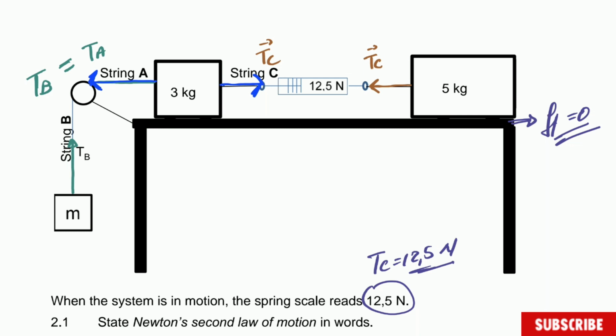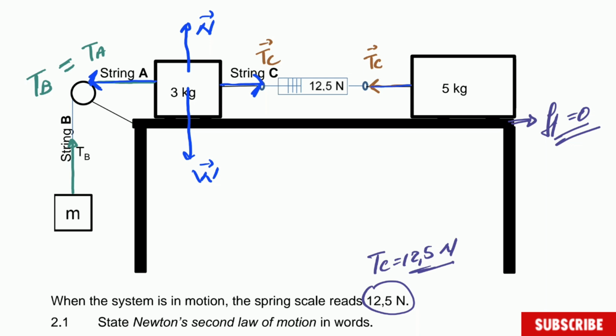We have TA pointing in the forward direction, or the left direction, if I may. And remember that TA is equal to TB. But anyway, that is on the 3 kilogram block. We have here the normal force, and pointing down, we have the weight. So these are the forces acting on the 3 kilogram block. Let's go to the 5 kilogram.